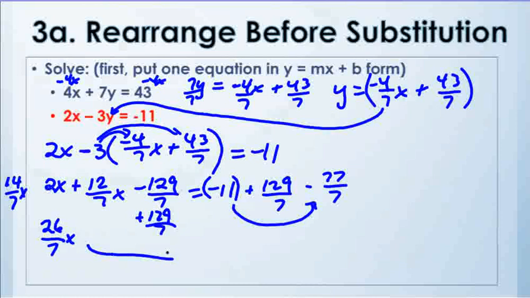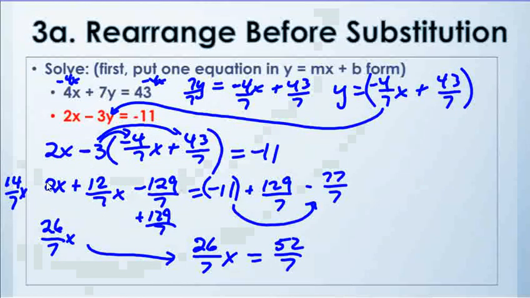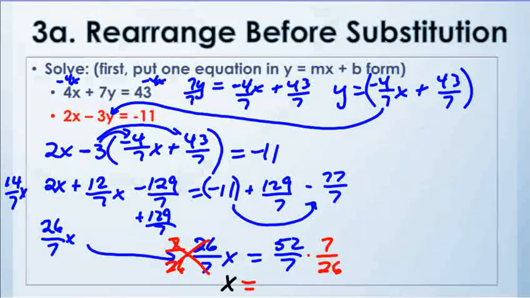So right now, if I rewrite what I have over here, I have 26 over 7x equaling 52 sevenths. To get x by itself, I multiply by the reciprocal, which is 7 over 26. x is now by itself. Multiply this side by 7 over 26. The 7s cancel out. 52 divided by 26 is 2. So x is going to equal 2.